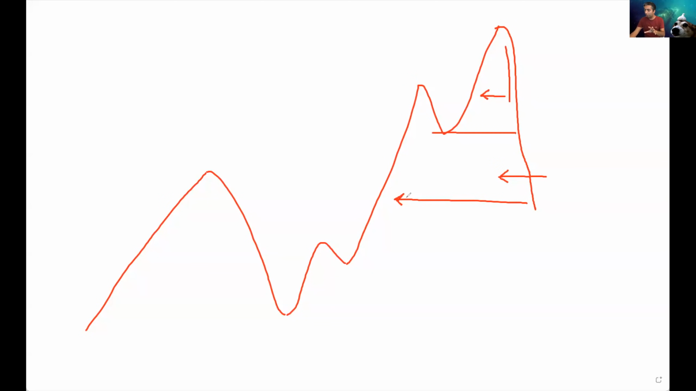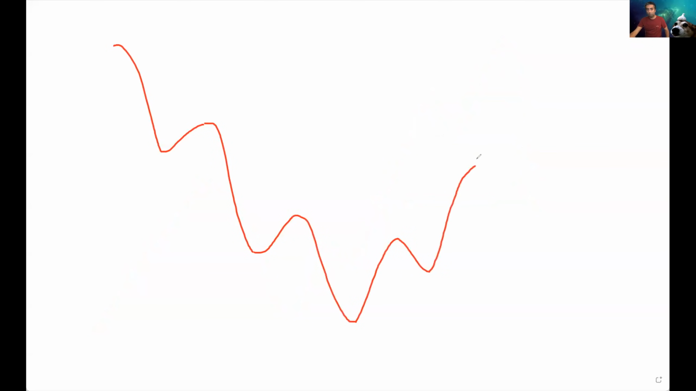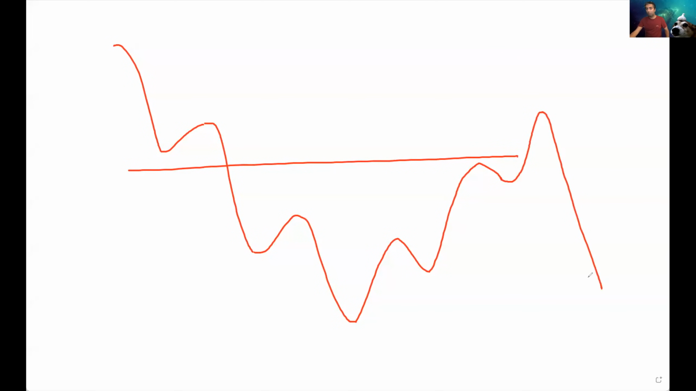Let me do it in a different way. Sellers are here. Boom, boom, boom, boom, boom. Buyers are coming in. Bounce. How many think that's support resistance? And then this happens. And you're like, what? How did that happen?